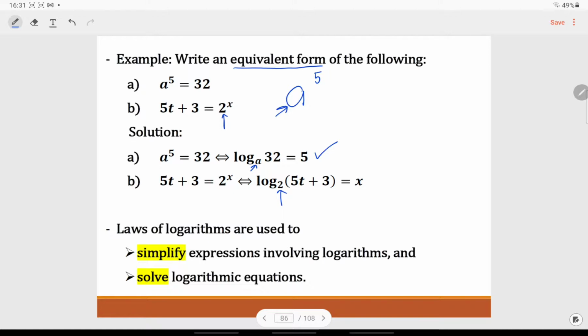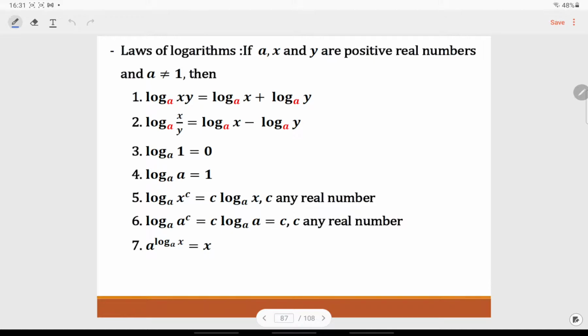So we have laws of logarithms that we can use. The first one is simplify expressions involving logarithms, followed by solve logarithmic equations. So we have the laws of logarithms as follows. If a, x, and y are positive real numbers and a not equal to 1, then the following laws can be used in logarithms. Log of x times y to the base a can be changed to log x base a plus log y base a. The same base. From multiplication, it becomes addition.